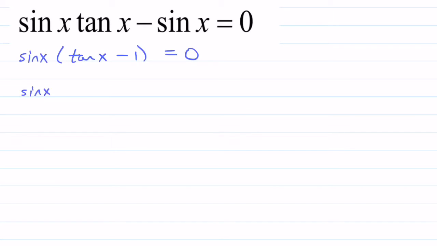Now, this gives us either sine x equals 0 or tan x minus 1 equals 0; we just take the 1 to the other side. So either sine x equals 0 or tan x equals 1.